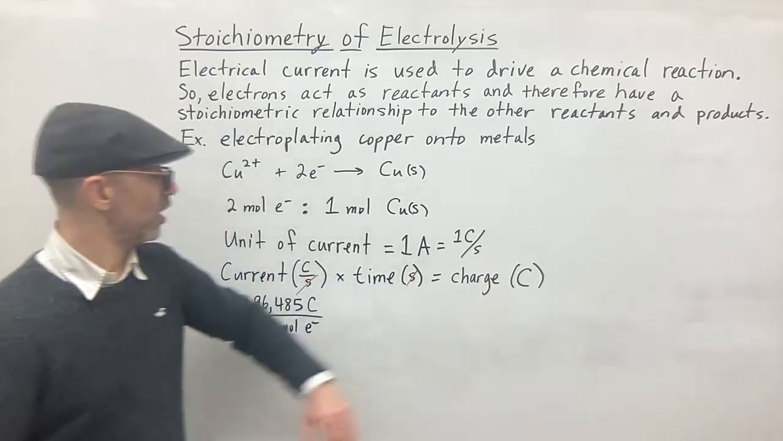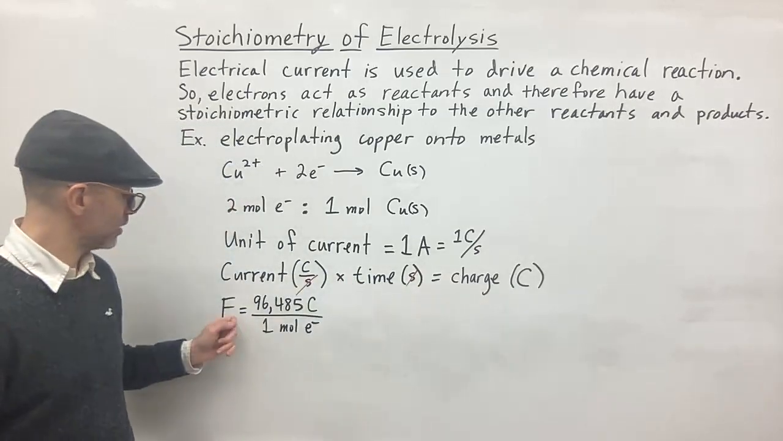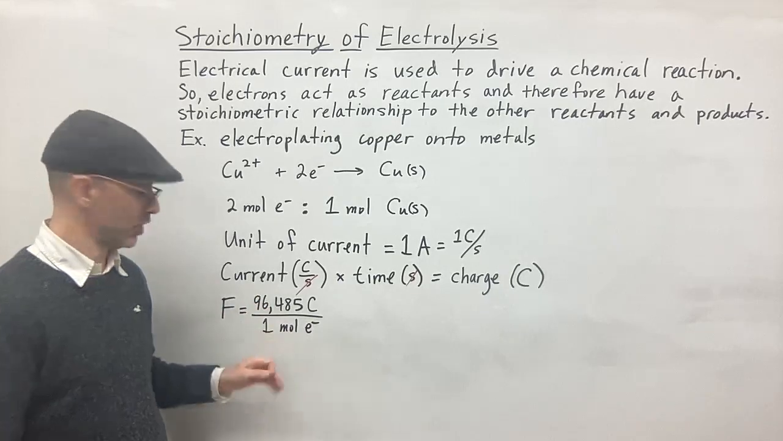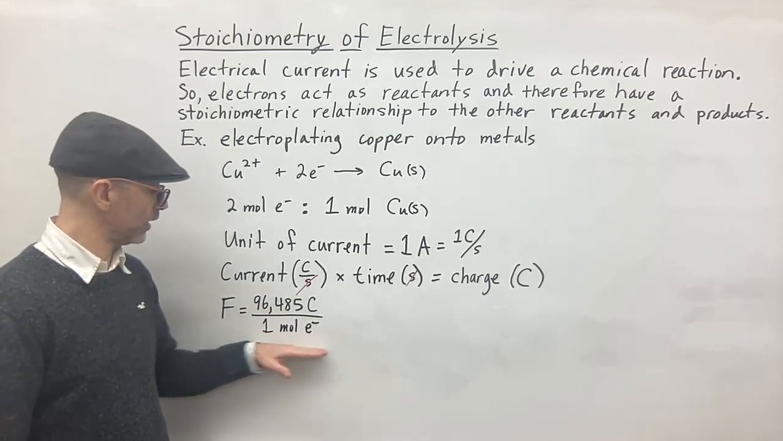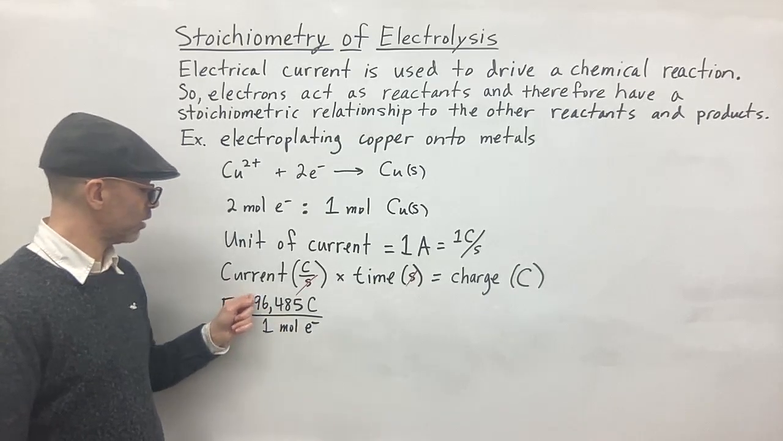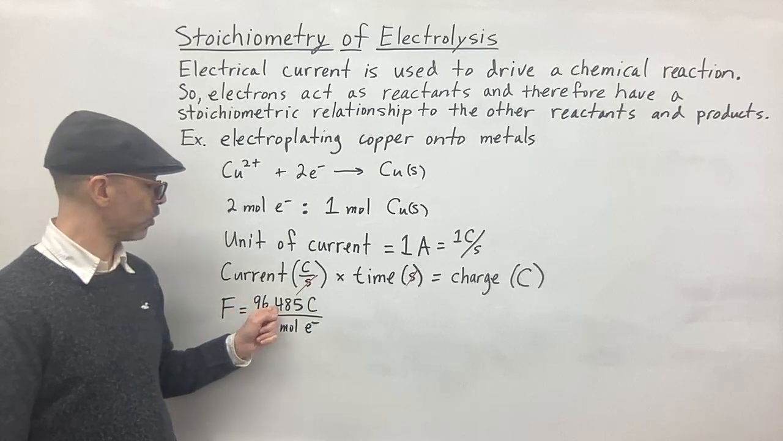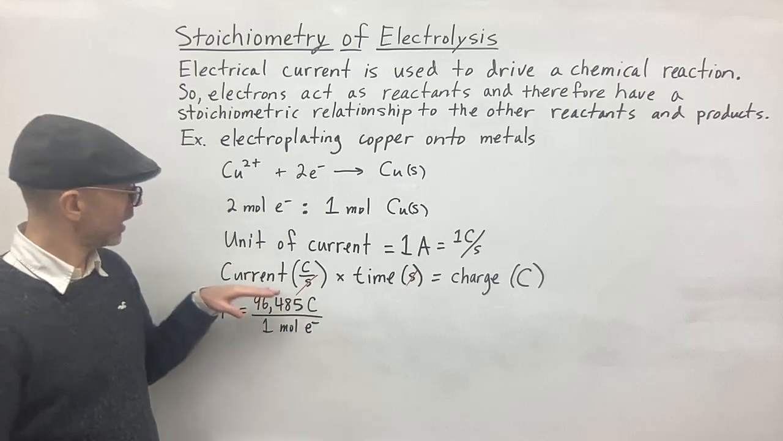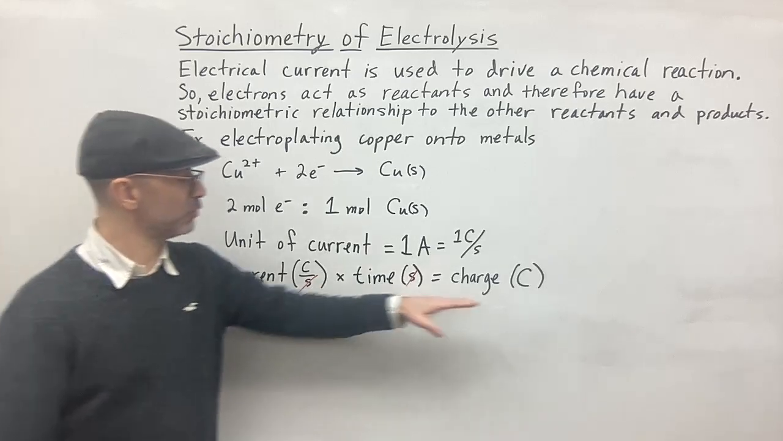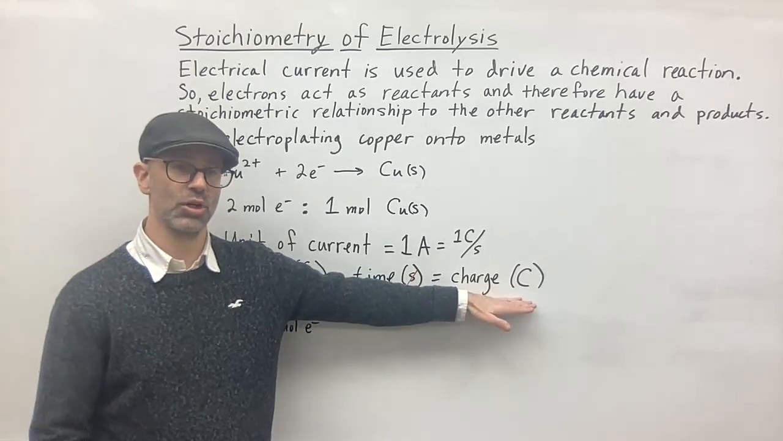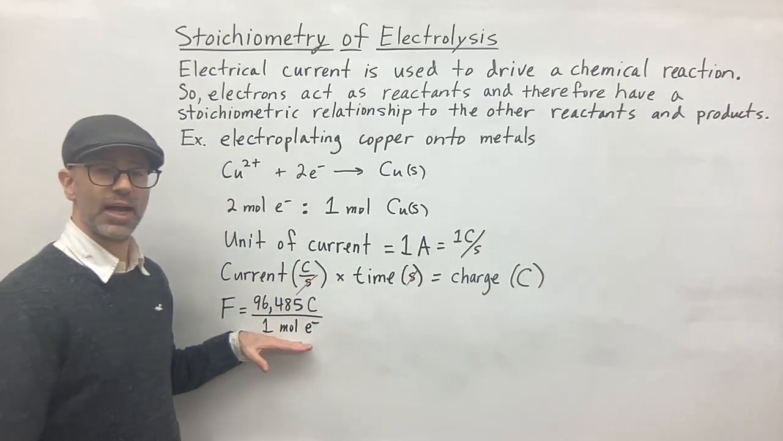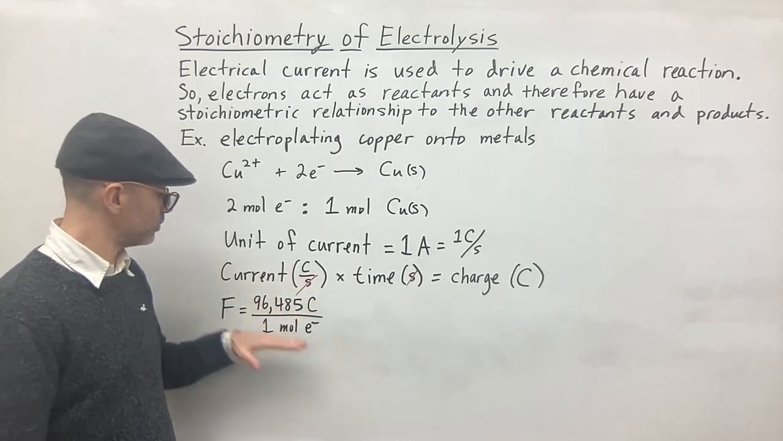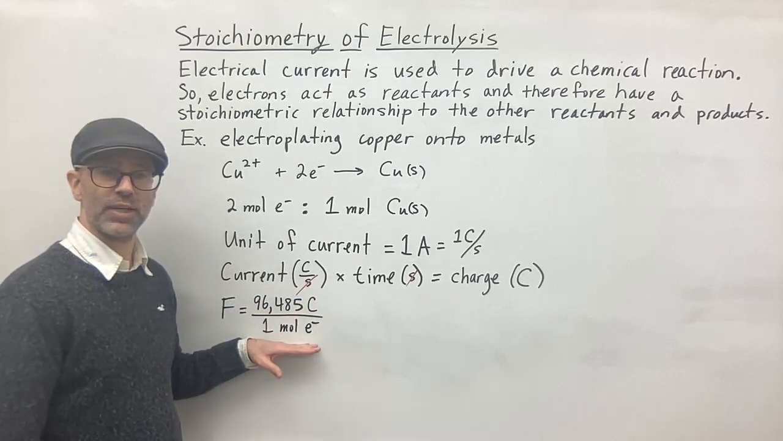And so then I can use Faraday's constant, which also gives me a stoichiometric relationship that 1 mole of electrons is going to be equal to 96,485 coulombs. So if I can use the current and the time to find the total charge in coulombs, then I can use Faraday's constant as a conversion factor to convert coulombs to number of moles of electrons.